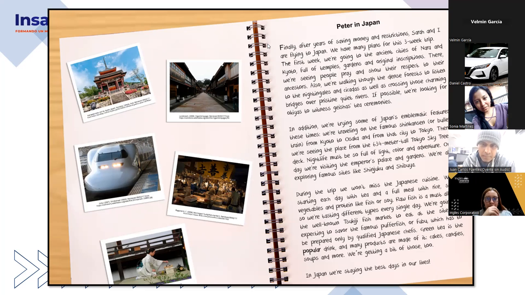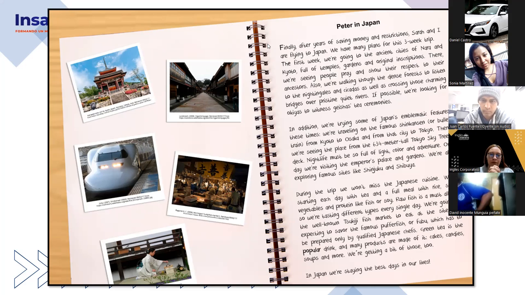Also, we're walking through the dense forest to listen to the nightingales and cicadas, as well as crossing two charming bridges over pristine, clear rivers. If possible, we're looking for occasions to witness geishas' tea ceremonies.